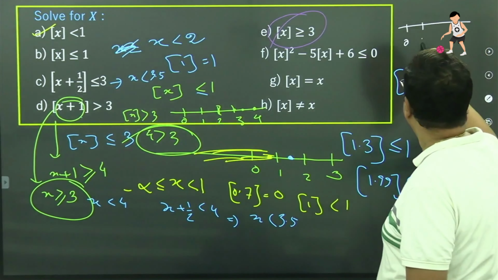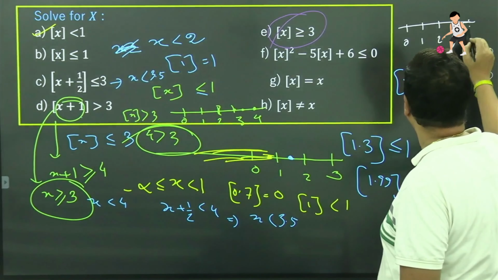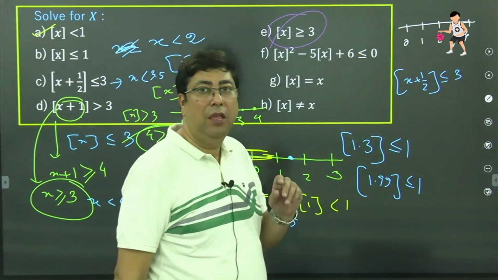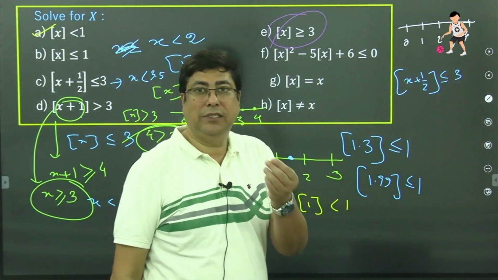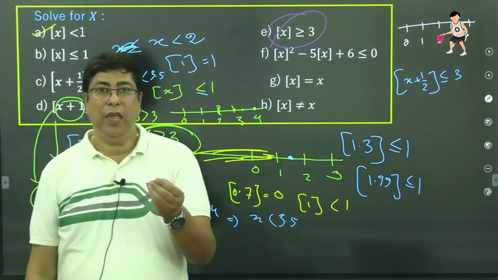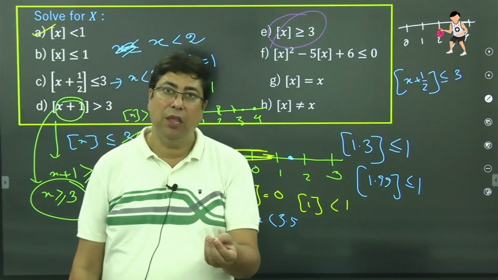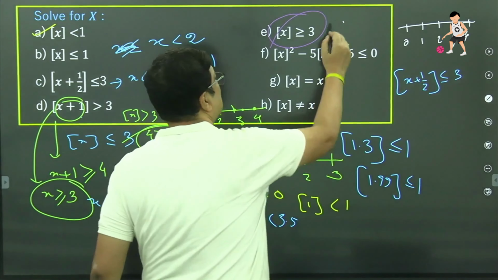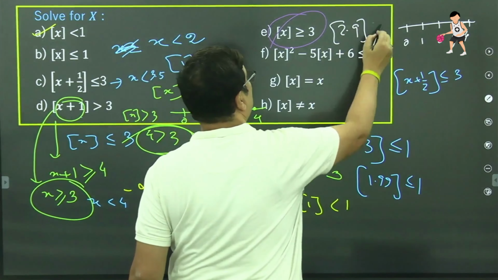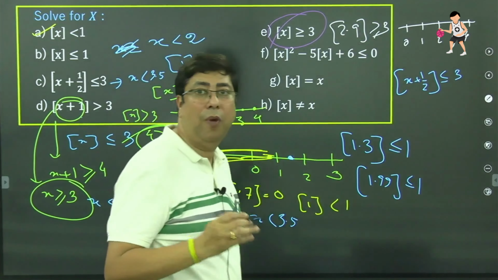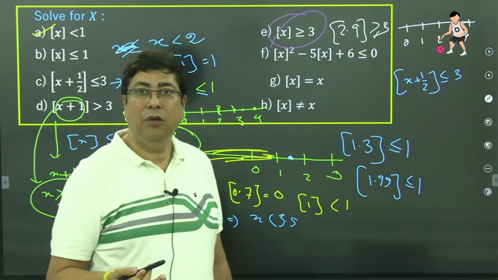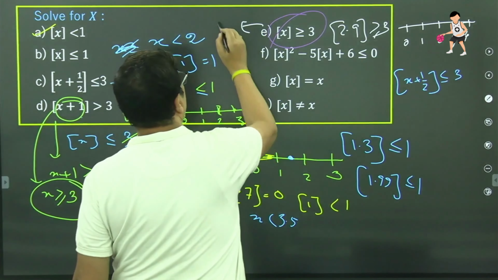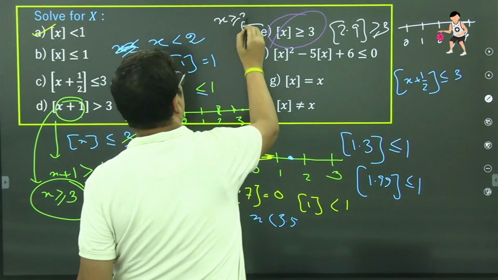Once again 0, 1, 2, 3, 4. So if we put x equal to 3, 3 greater than or equal to 3, yes. If we take x equal to 3.1, that is also 3. If we put x equal to 2.9, 2.9 greater than or equal to 3, no. The floor of 2.9 will be 2, and 2 greater than or equal to 3, no. So x is starting from 3, therefore here it will be x greater than or equal to 3.